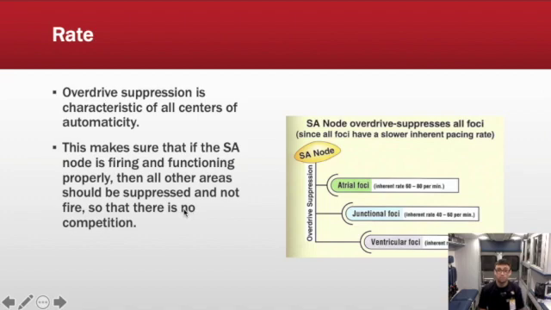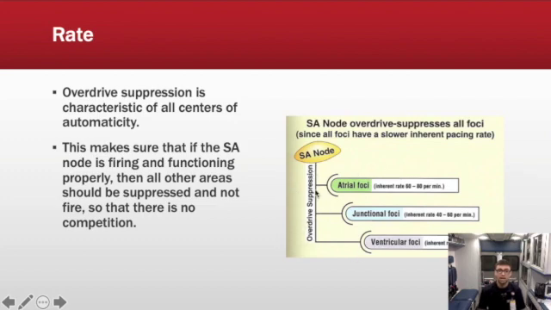Overdrive suppression is a characteristic of all centers of automaticity, and this makes sure that if the SA node is firing and functioning properly, then all the other areas should be suppressed and not fire, so that there's no competition. So on a normal, healthy heart, we should see the SA node firing at its rate of 60 to 80 regularly.